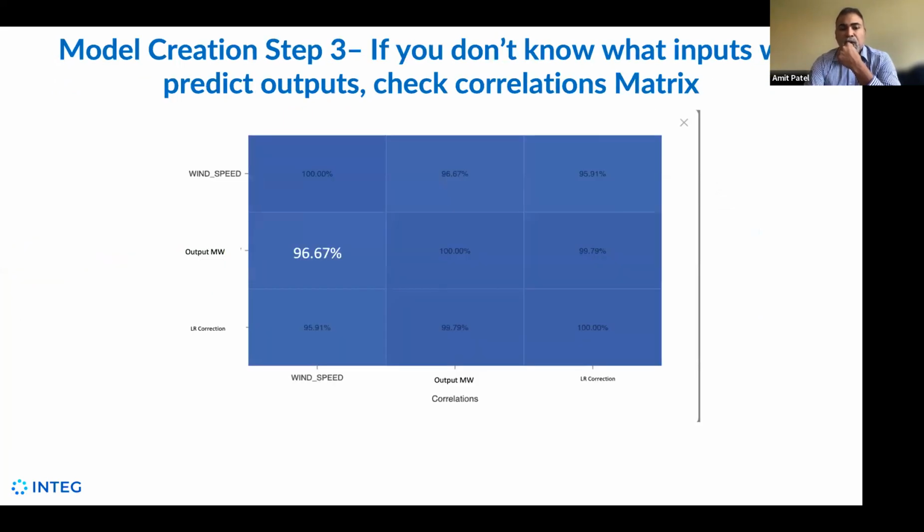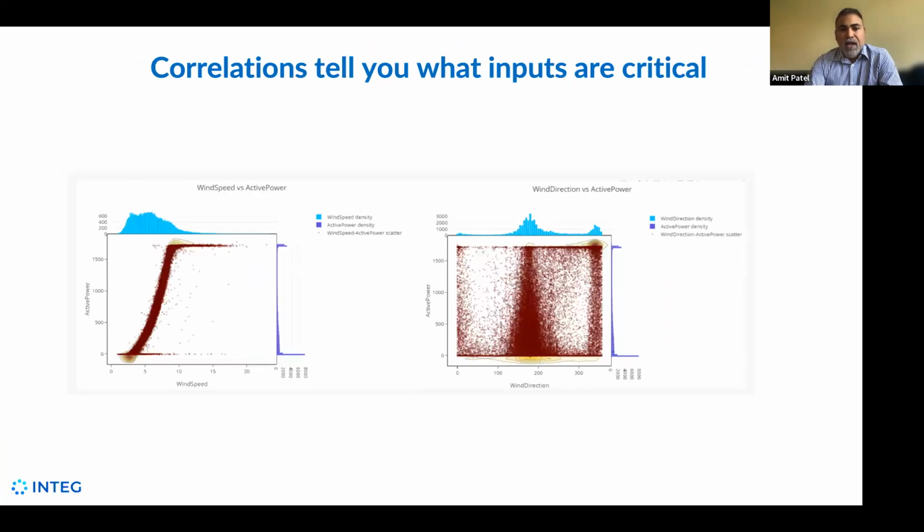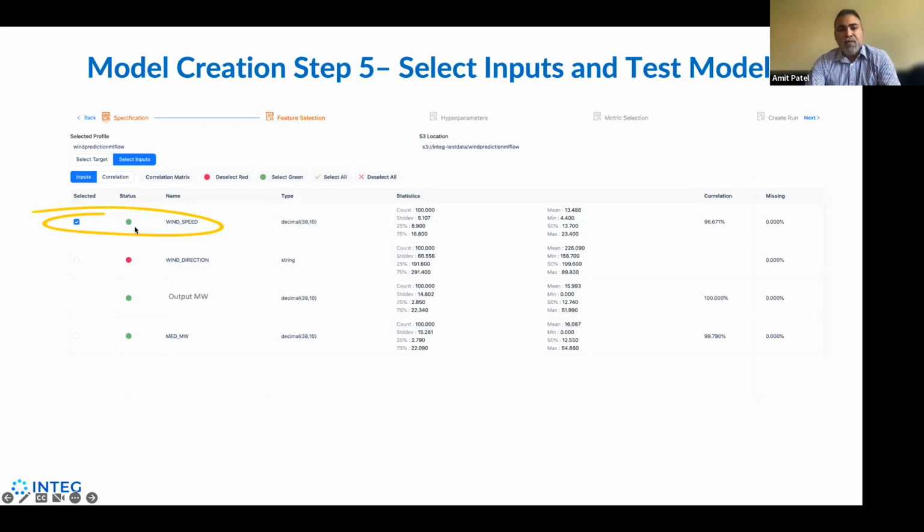Well, if I don't know, all these tools have something called a correlation matrix, and I can look and say, hey, this output megawatt and wind speed are highly correlated. So most likely it's going to be that. And if we actually look at more details, you'll see here wind speed, except for higher and lower speeds, is actually very correlated. If you look at wind direction, it's not correlated. So when you have this nice line, that means it's well correlated. Here it's not. So now we know that, hey, I'm going to use wind speed as my input.